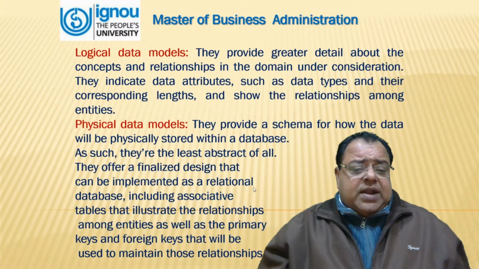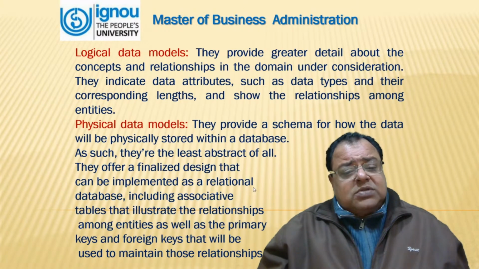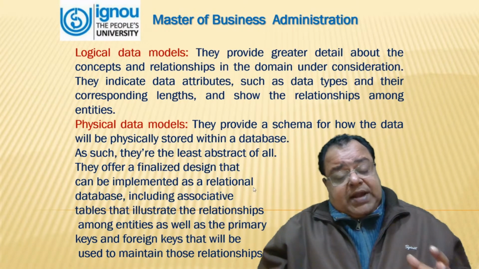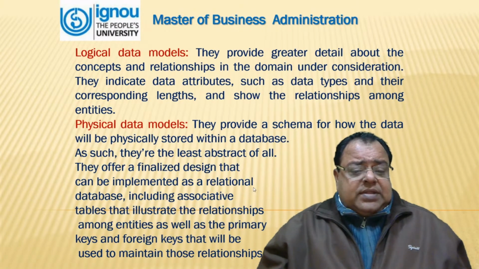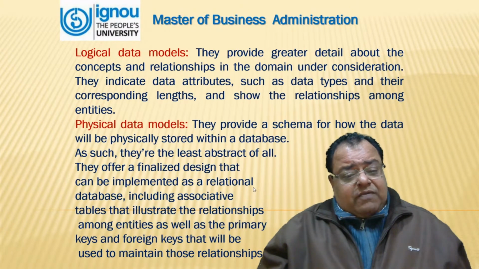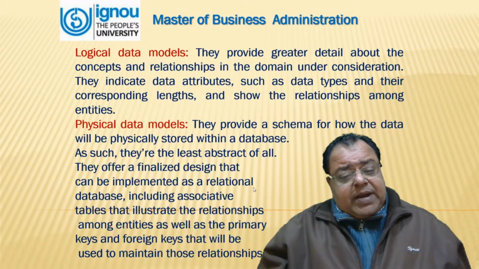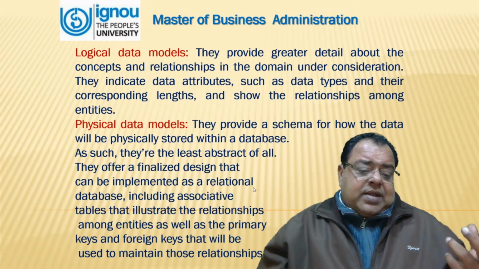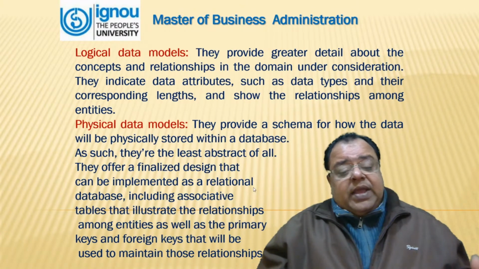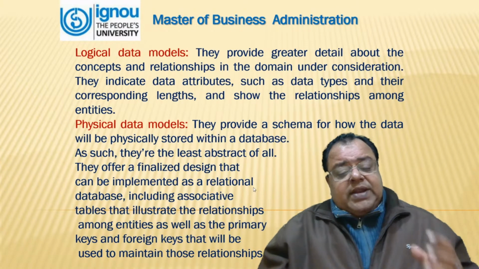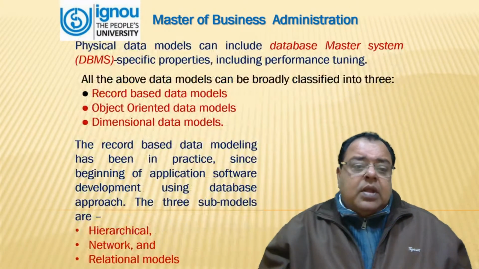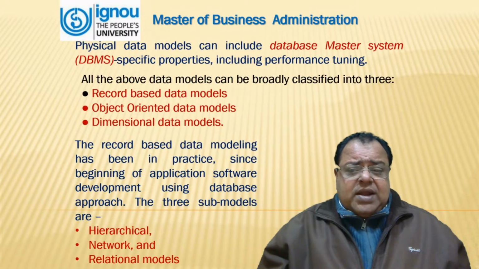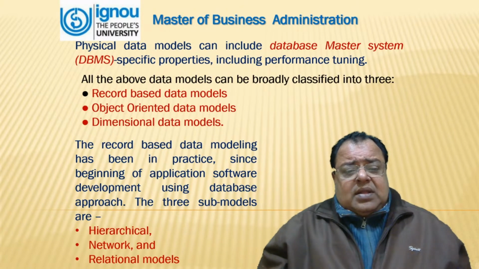The third one is the physical data model. It provides a schema for how the data will be physically stored within a database. As such, it is the least abstract of all. It offers a finalized design that can be implemented as a relational database, including associative tables that illustrate the relationships among entities, as well as the primary keys and foreign keys that will be used to maintain those relationships. Physical data models can include database management system specific properties, including performance tuning.